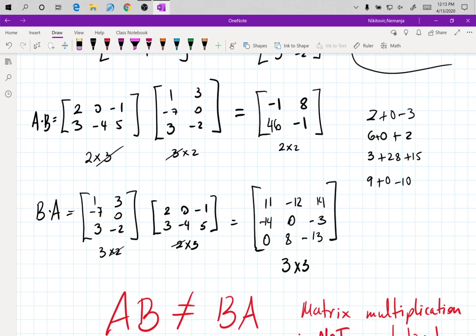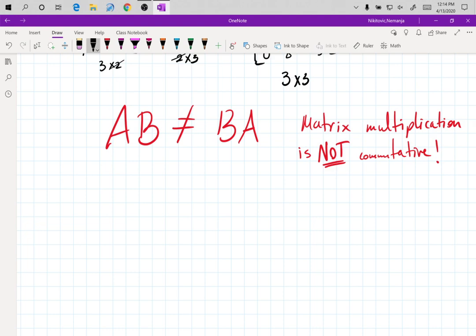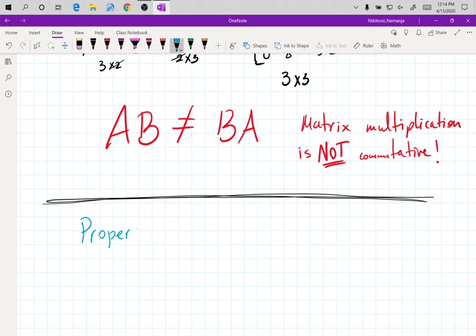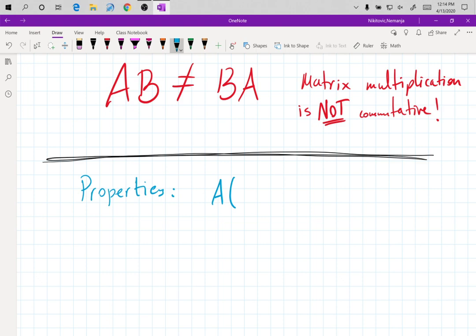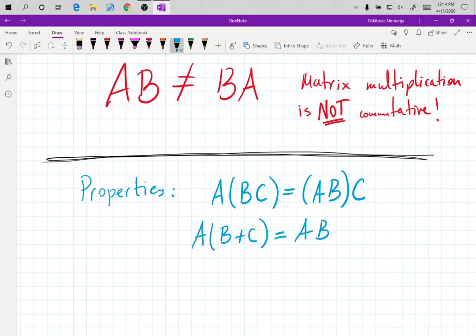And there are some rules that do hold. Properties that work are A, B times C is equal to AB times C, so that holds, and A, B plus C is equal to AB plus AC, so these hold. But the commutative rule does not hold, so be very careful there.